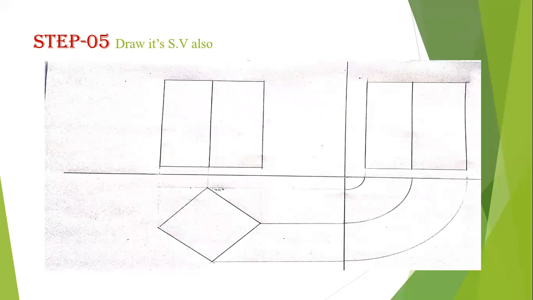In the next step, we are going to draw the side view of this vertical square prism. One important thing I am going to tell you is that in every problem of intersection, we have to draw the three views of both the solids, that is front view, top view and side view. In every problem, we have to draw this. I have drawn the side view with the help of the front view and top view.